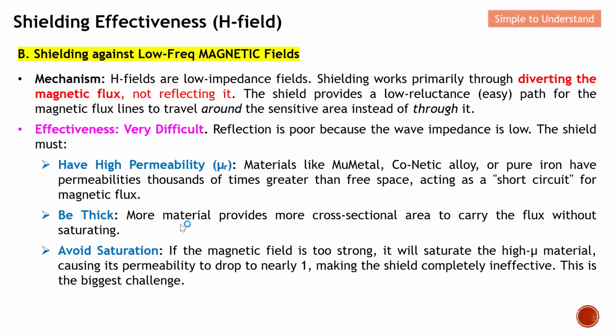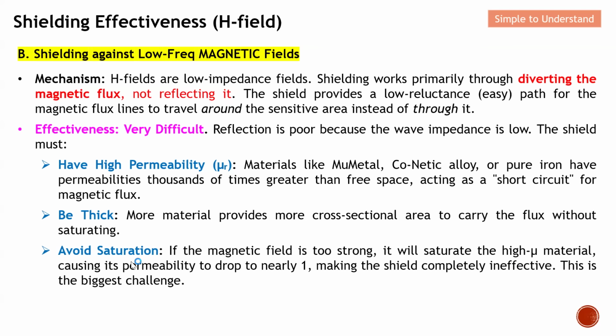More material provides more cross-section area to carry the flux without saturation. We must also be very careful to avoid saturation. If the magnetic field is too strong, it will saturate the high permeability material, causing its permeability to drop to nearly one. This makes the shield completely ineffective, so this is the biggest challenge.